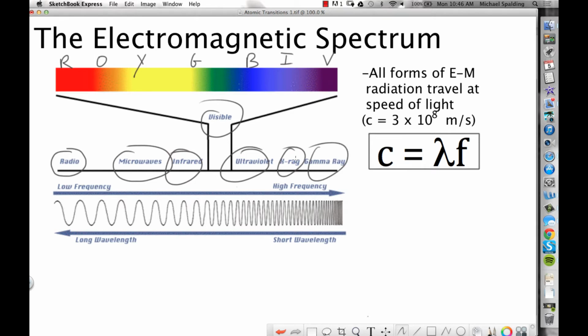Now, these are in order of wavelength, in order of frequency. The one thing that's not shown on here is energy. Which way does energy increase on the electromagnetic spectrum? Towards gamma or towards radio? Towards gamma. The energy is increasing this way. Okay? All right.